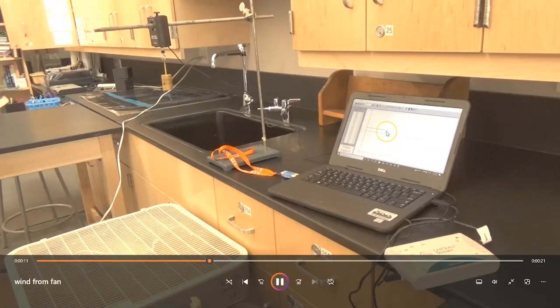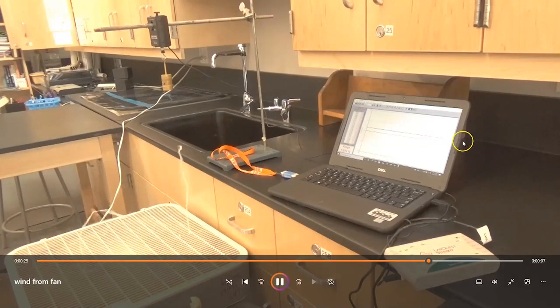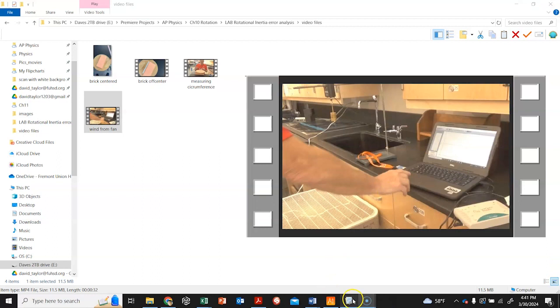I'm recording the force. I've turned on the fan. You can see the little tassels are starting to fly. And I turn the fan to a higher setting until it's full blast. I'm still recording the force over here. And now let's take a look at what that force looks like.